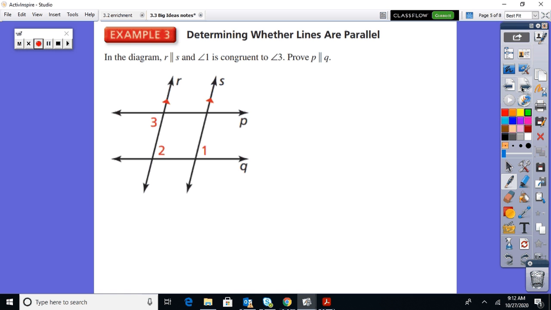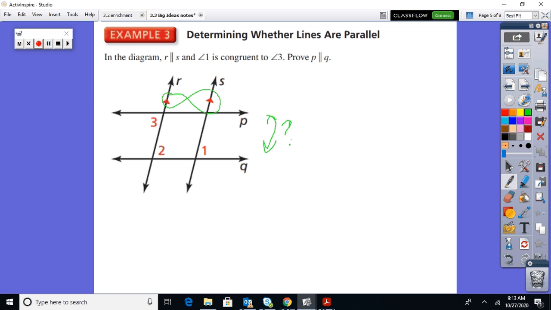All right, so let's see here, guys. In the diagram, R is parallel to S. So we know that these two are parallel, and that's important. That means all the relationships from section 3.2 will actually apply. We don't know that these two are parallel; we're trying to show that. So it's like, okay, what am I going to do about this?